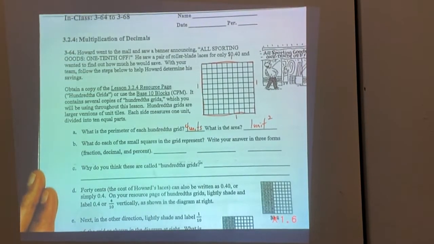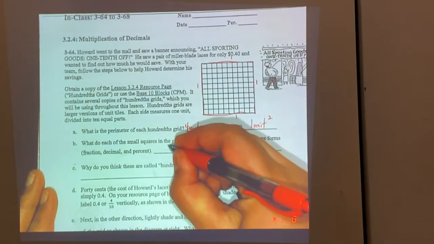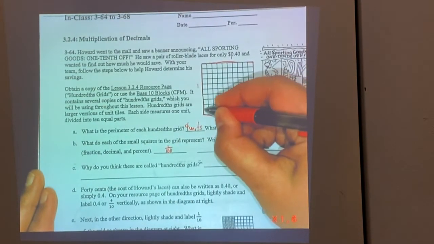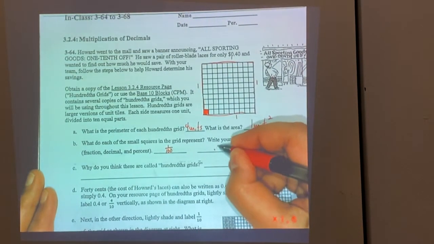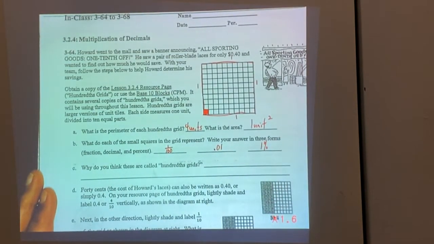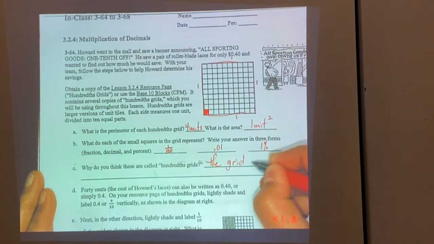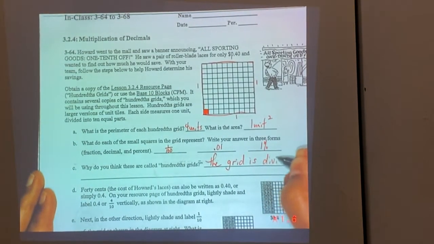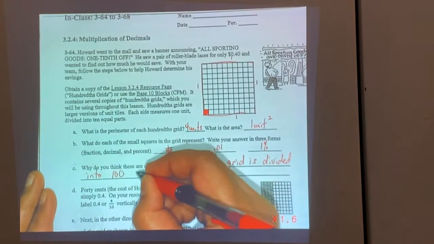Right. What do each of the small squares in the grid represent? Write your answer in 3 forms. So as a fraction, it's 1/100. So one of these little squares right here is 1 out of 100 squares. So then as a decimal, it's 0.01, and as a percent, it's 1%. Why do you think it's called hundredths grid? Because the grid is divided into 100 squares.